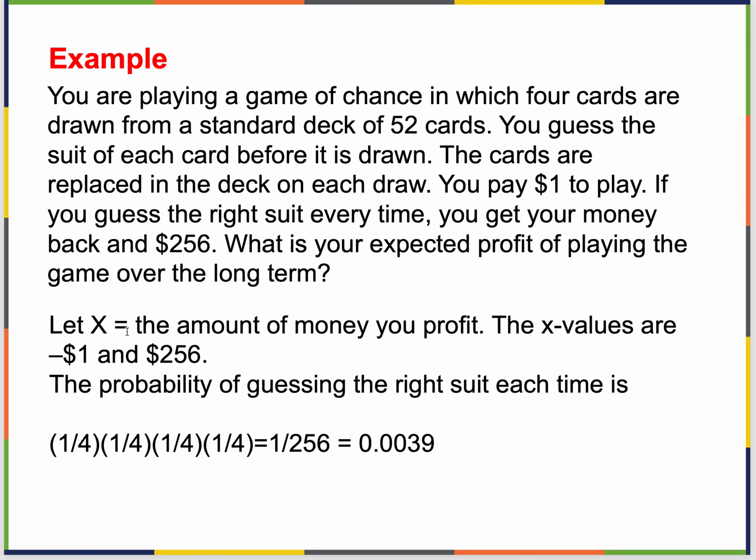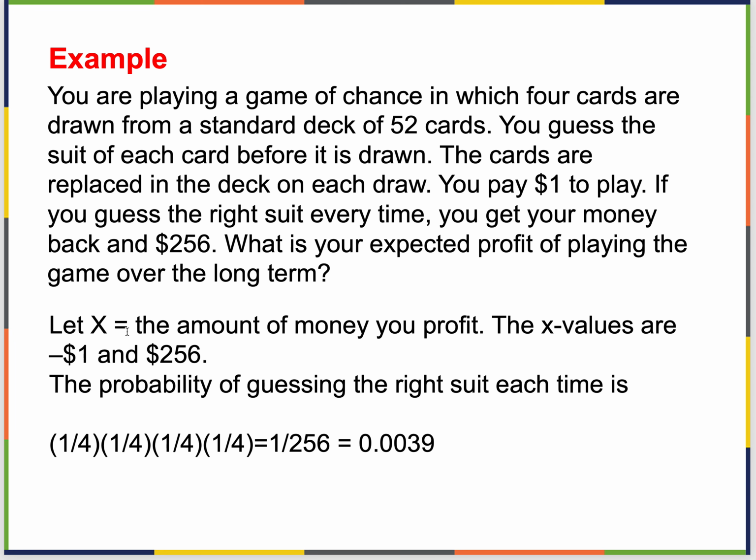So let X be the amount of money of profit that you earn. The X values are -1, because you lose the money, and 256. The probability of guessing right the first time is 1/4. The second time is independent, so it's still 1/4. The third time is 1/4. The fourth time is 1/4. So you have a 0.0039, so you have a 0.39% chance of guessing right.